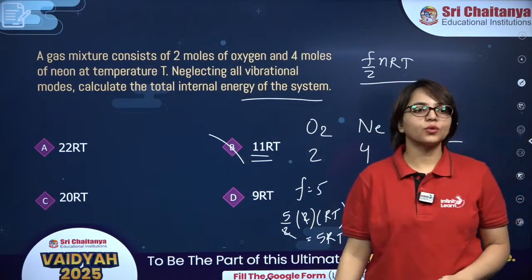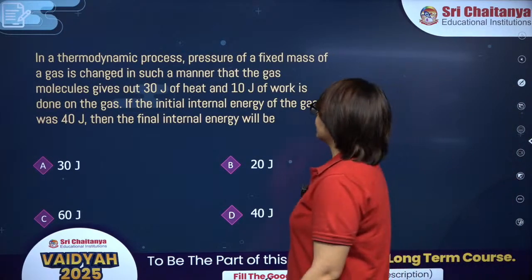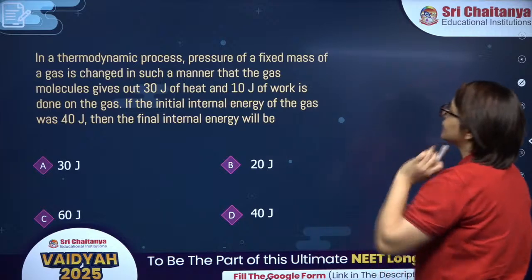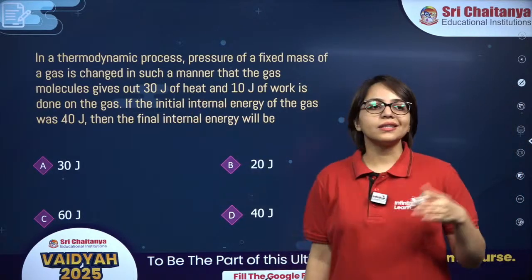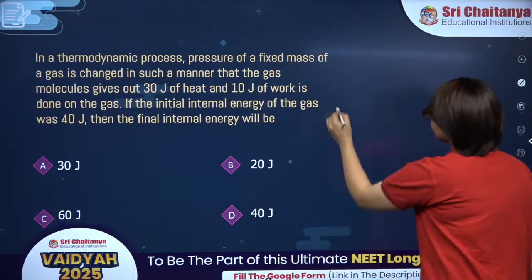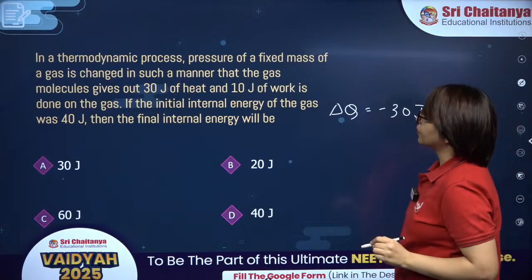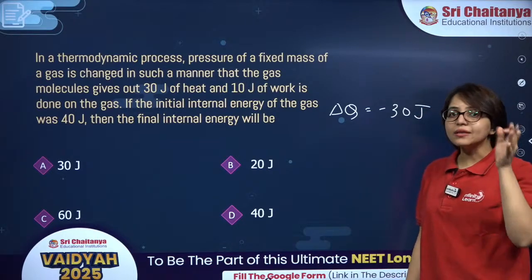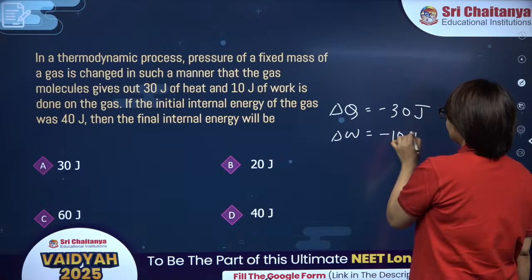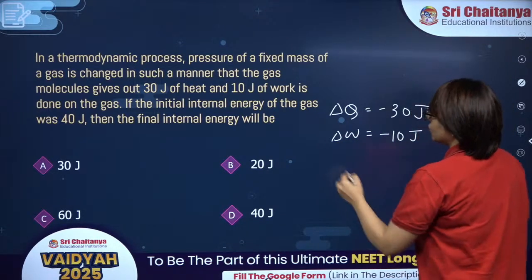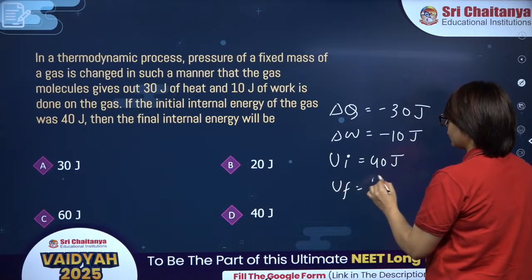Alright. Last question of today's session. In a thermodynamic process, pressure of a fixed mass of a gas is changed in such a manner that the gas gives out 30 joules of heat. The system is giving out heat. That means delta Q will be negative. And 10 joules of work is being done on the system. We are doing some work on the system. So work done will be negative. If the initial internal energy of the gas was 40 joules, what is the final internal energy of the gas?